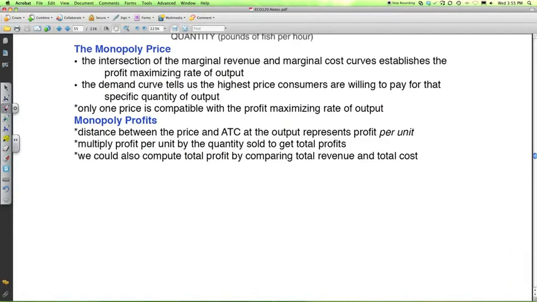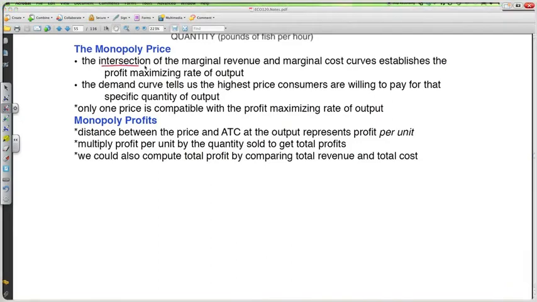So it's very important that once you get that intersection between marginal revenue and marginal cost, so you find where marginal revenue equals marginal cost, we get the profit maximizing output there. We get this special Q. But then we have to go up to the demand curve to tell us that price that consumers are willing and able to pay. And only that one price that we go up to the demand curve and go over for is compatible with the profit maximizing rate of output, because that gives us our profit maximizing price.